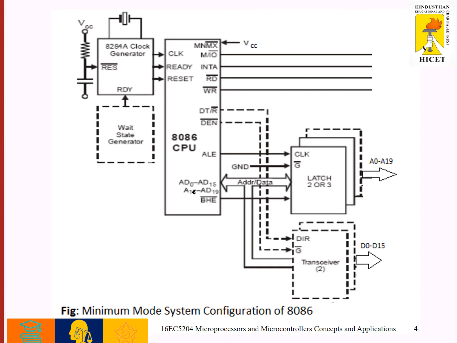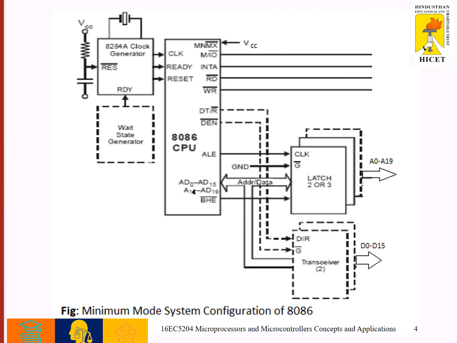Similarly, the transceiver ICs are used for the data lines. Since the 8086 microprocessor has 16 data lines, 2 transceiver ICs are required. The 8284 clock generator IC is connected to the 8086 microprocessor for 3 purposes. First, to generate clock signals. Second, to generate the ready signal and insert wait states. Third, to reset the 8086 microprocessor.